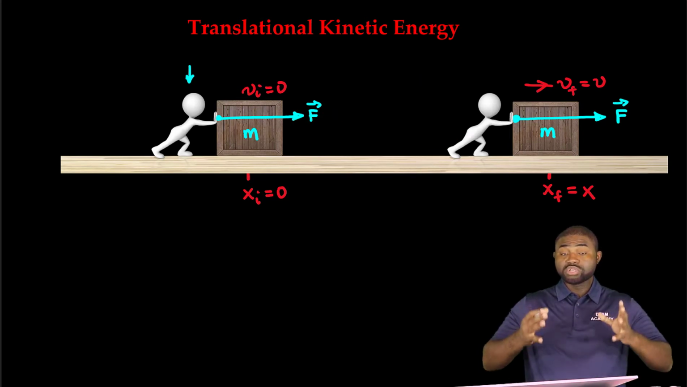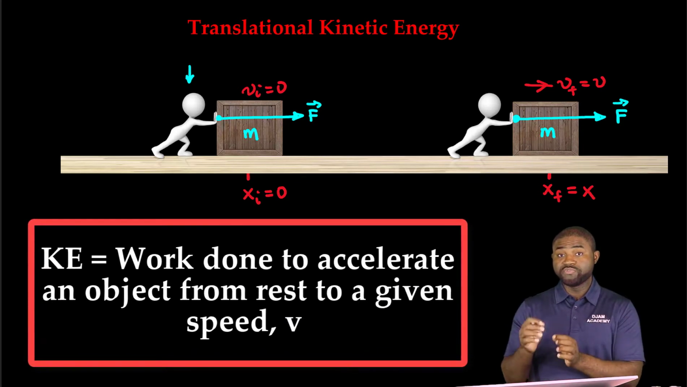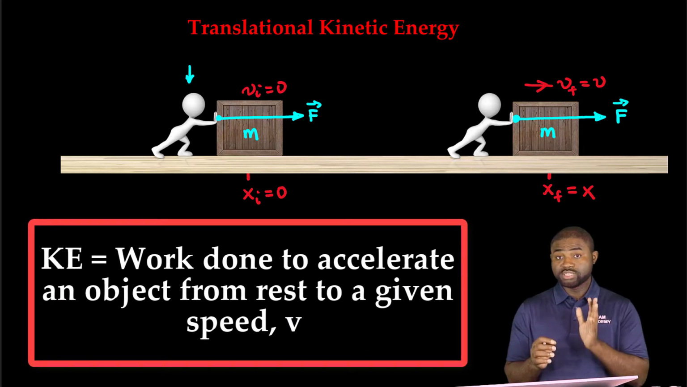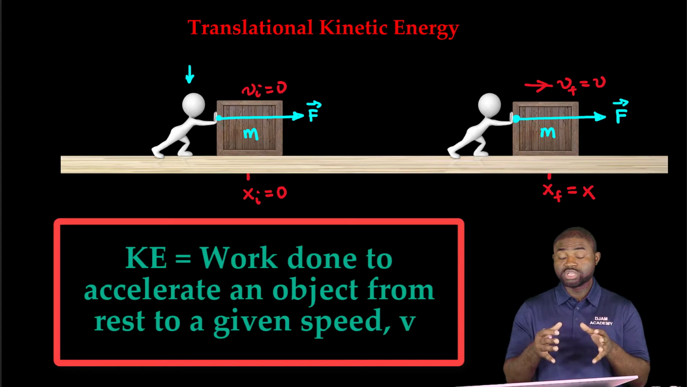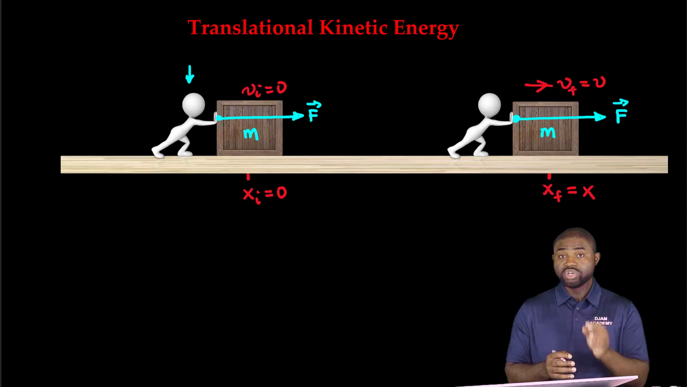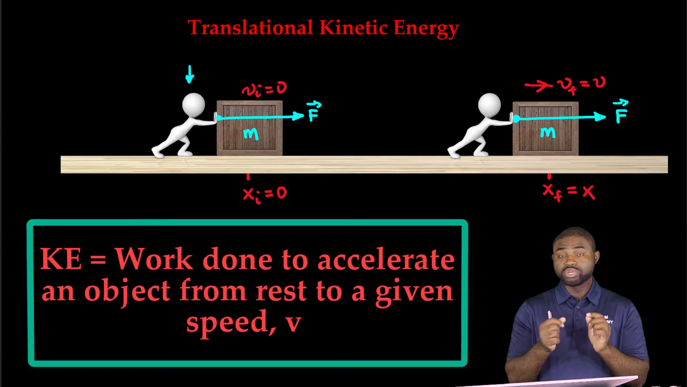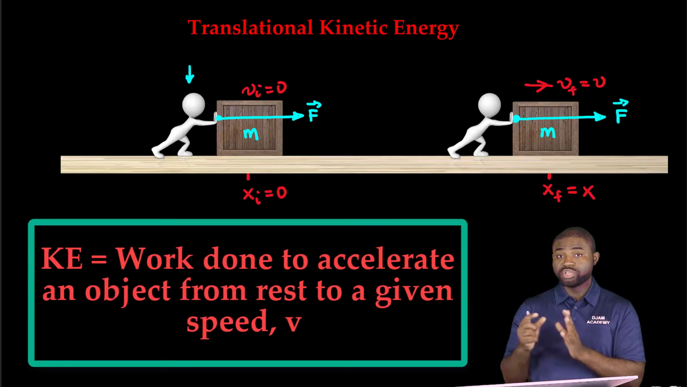Now, the work done to accelerate the box from rest to a particular speed v is what we call kinetic energy. Let me say that again. Kinetic energy, which is the energy of motion, is equal to the work done to accelerate an object from rest to a particular speed v.